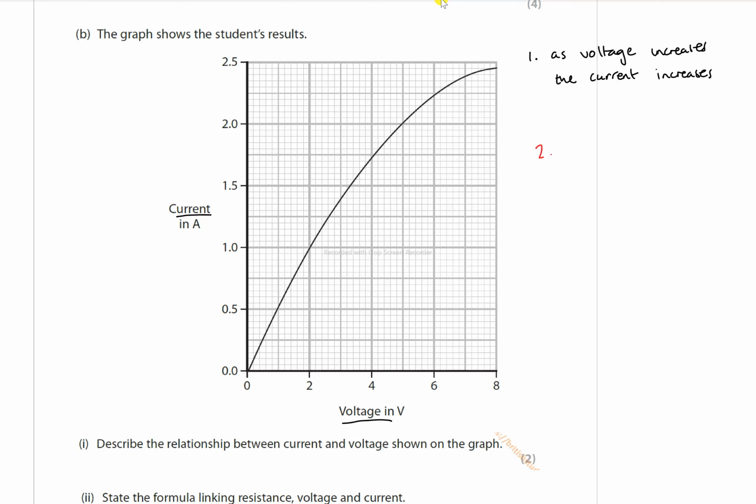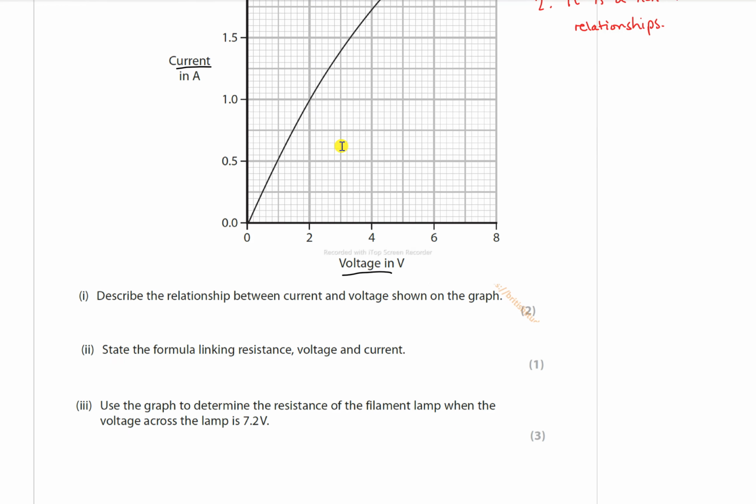Second mark, is it a linear relationship or is it non-linear? It's not a straight line. So it is a non-linear relationship. This is one thing you've got to be careful with in physics. It's a bit stranger than the other subjects in terms of what it wants you to write down. Just be aware of that.